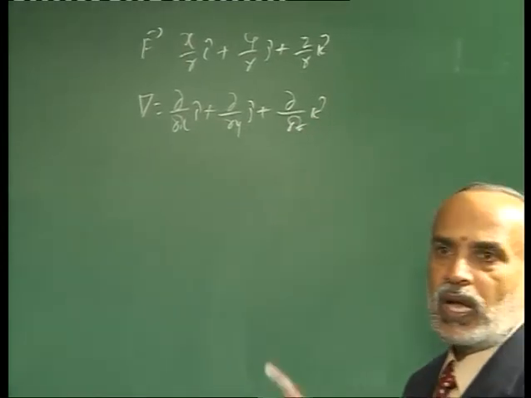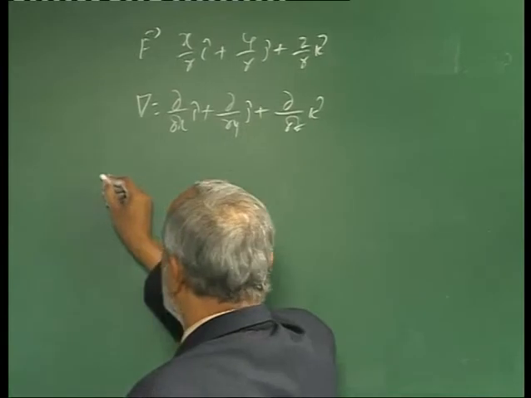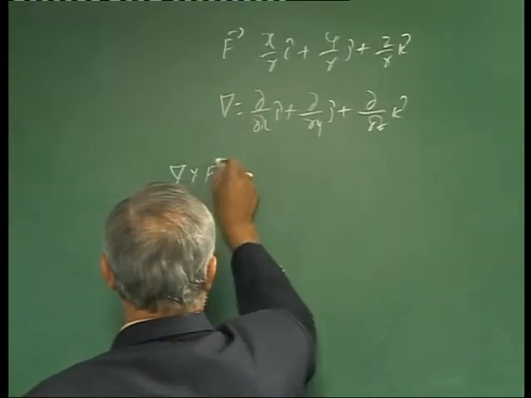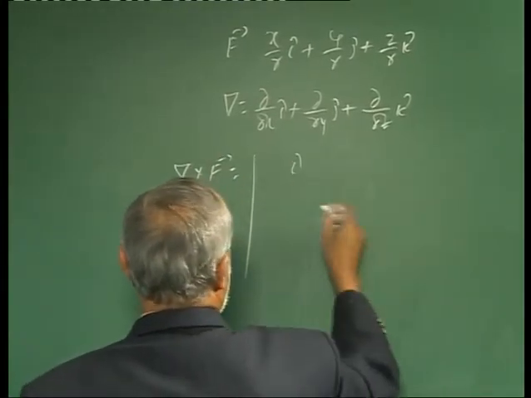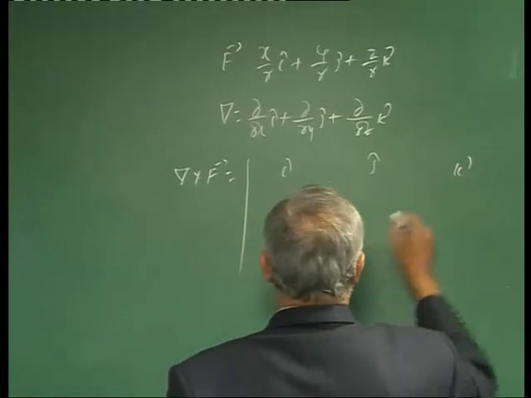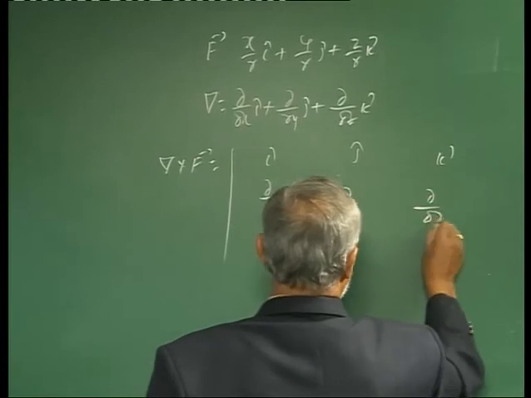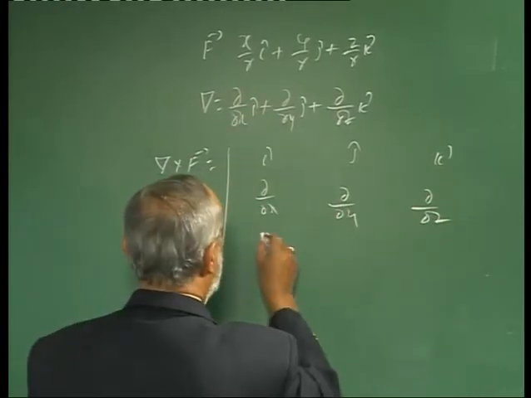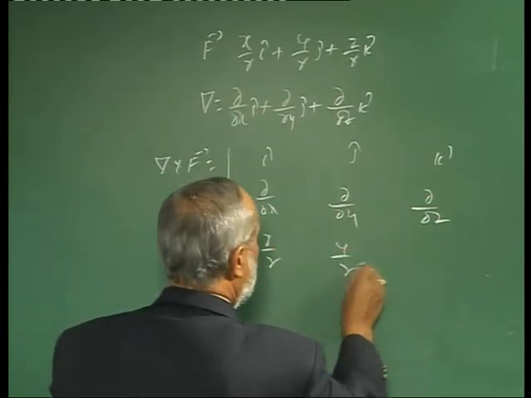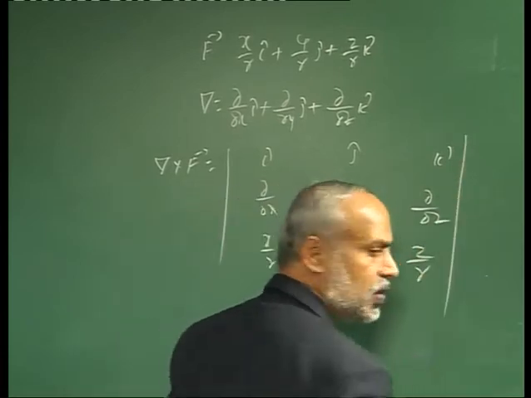Now you have to find out the curl of the f vector. Del cross f vector is equal to the determinant with i vector, j vector, k vector, then dou by dou x, dou by dou y, dou by dou z, then the f components are x by r, y by r, z by r.